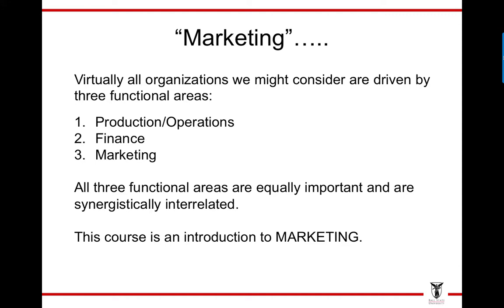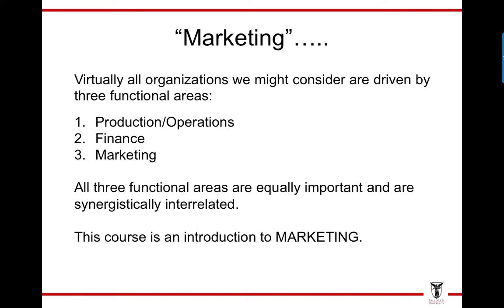Before we start, let's talk a little bit about the field of marketing. As you're probably already aware, most any organization we might consider, whether it's a profit-oriented corporation or a not-for-profit, is driven by three functional areas: production and operations, finance, and marketing. Production and operations has to do with making products and services. Finance has to do with making sure that the assets are in place to make sure the firm is viable.